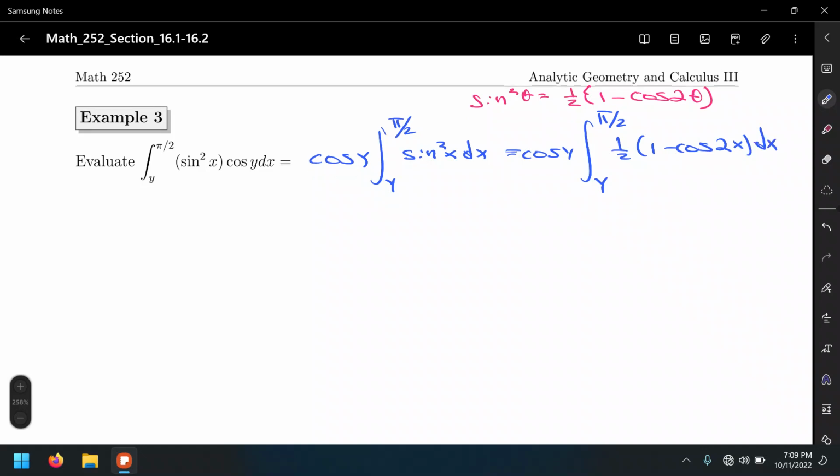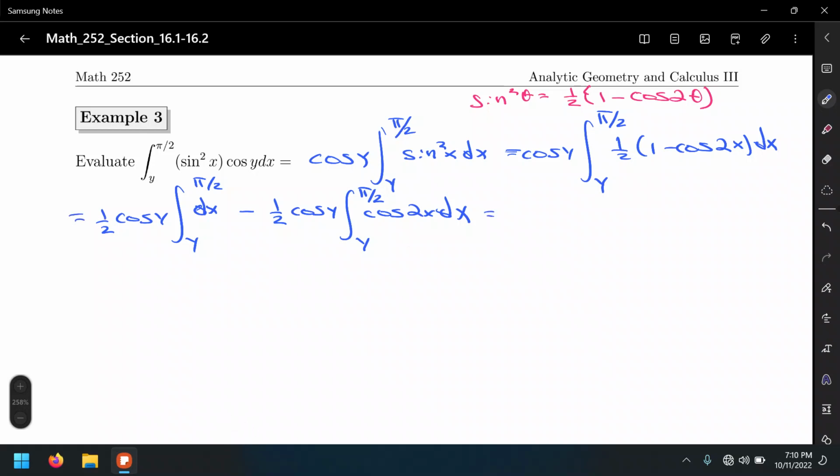Well, so how about we take the 1/2 outside and distribute this into two integrals. So I'm going to take this 1/2 cosine y, integral from y to pi over 2. And at the same time, I'm going to distribute this into two integrals. That's the integral of dx, and minus 1/2 cosine y, integral from y to pi over 2, and that's cosine of 2x. While these two integrals are pretty straightforward, we can integrate dx, which is just going to be x.